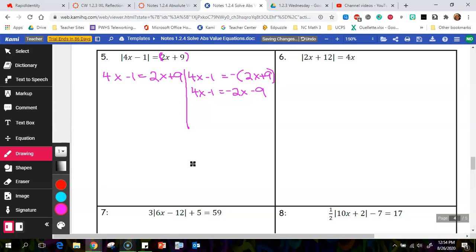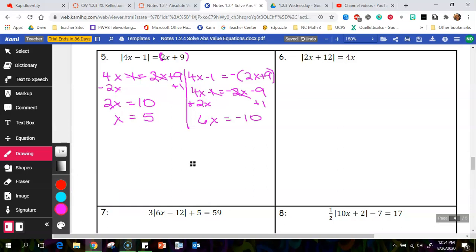So let's solve. Subtract 2x, add 1. That's going to be 2x equals 10. So x equals 5. And then over here, I'm going to add 2x and subtract 1. That's going to be 6x equals -10. Oh, sorry, that was supposed to be add 1.